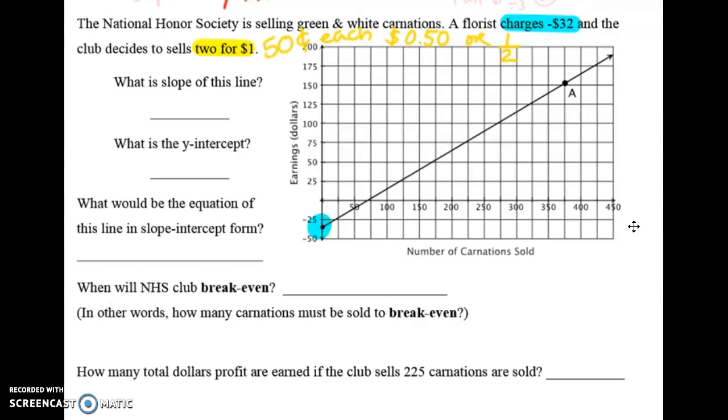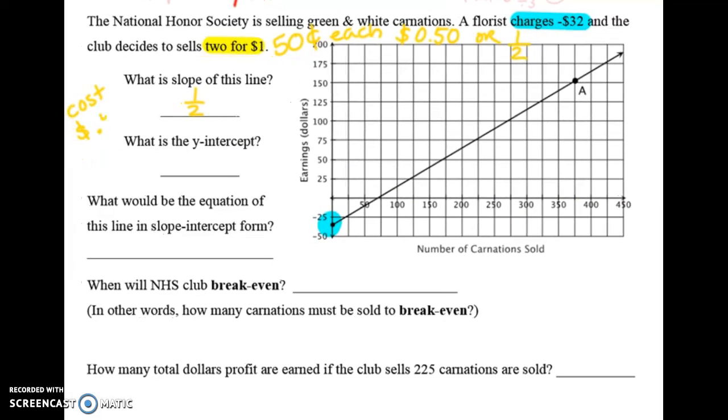50 cents can be written as the fraction 1/2, since it is half of $1. Remember, slope we want to express as a ratio. So the cost being 50 cents is going to be written as 1/2. And it's 50 cents per carnation, or $1/2 per carnation.